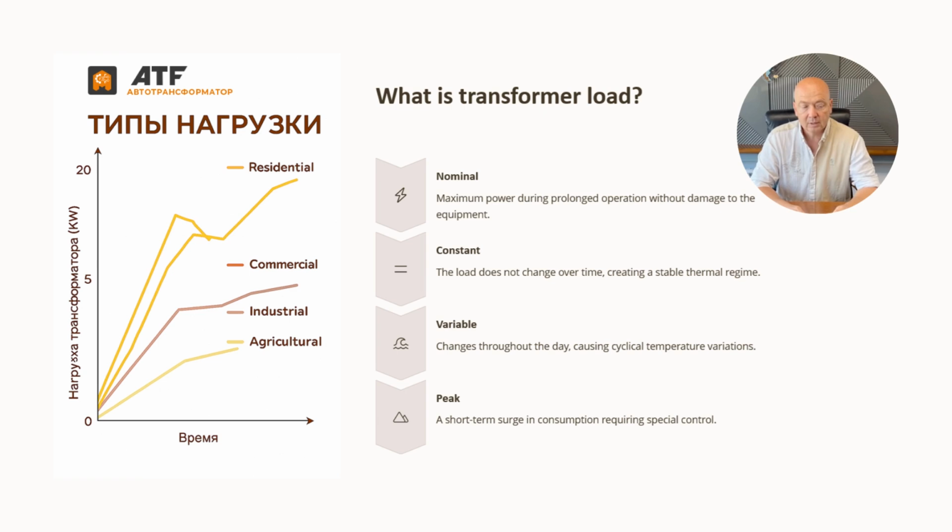Rated load, the maximum continuous power the transformer is designed to handle. Constant load remains unchanged throughout the day. Variable load fluctuates over time. Peak load, a short-term spike in demand. Why does this matter? Because each type of load affects the heating of the windings and oil differently.